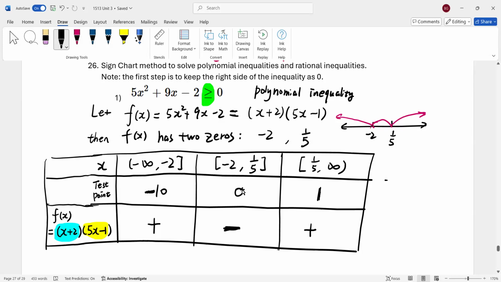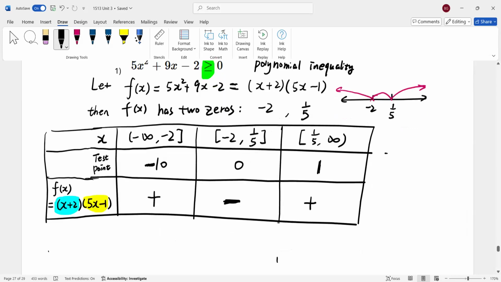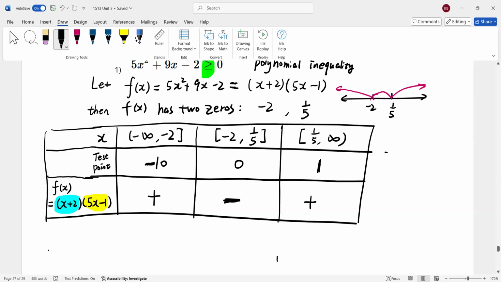And -2 is a 0. And the function is negative from -2 to 1/5. The function is positive from 1/5 to infinity. So we found the intervals in the domain that would make the function bigger than or equal to 0.